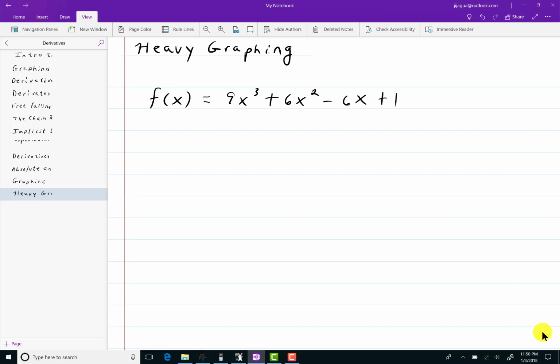I don't see any way, like if I try to group things, I don't see a good factoring that I can do to find any zeros.